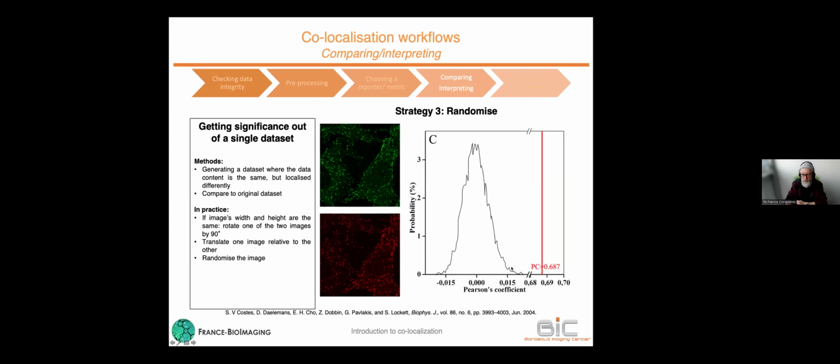This is a distribution, and this is the correlation coefficient that I get on the two original unprocessed images. And you see that this value is far away from the distribution that describes random correlation, meaning that indeed, it might be only 0.6, but I've got correlation here.